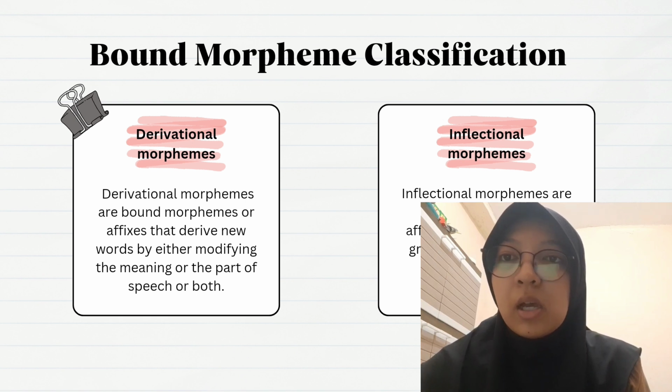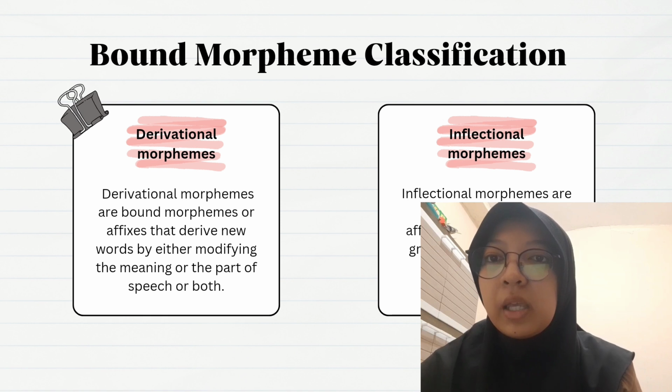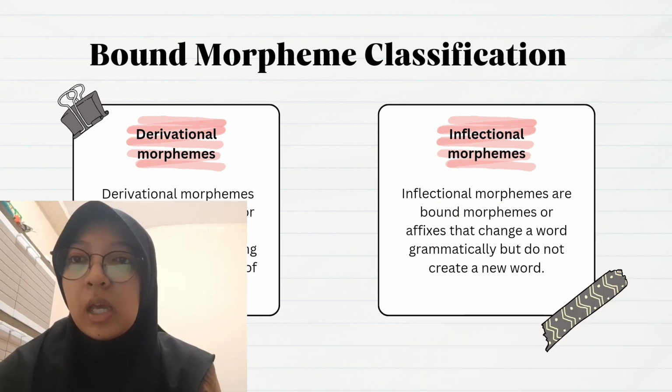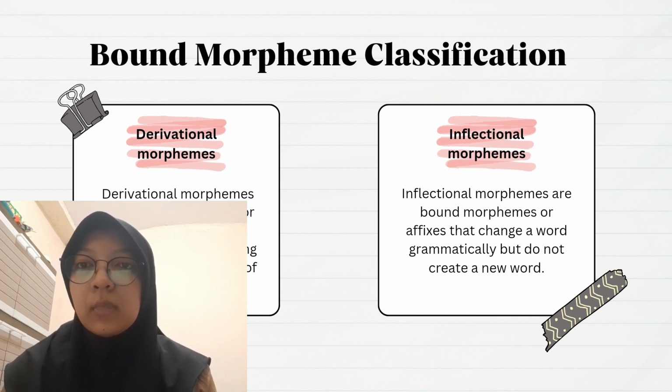Derivational morphemes are bound morphemes or affixes that derive new words by modifying the meaning, the part of speech, or both. For example, kindness, development, etc. Inflectional morphemes are bound morphemes or affixes that change a word grammatically but don't create a new word. For example, cats, smiled, etc.